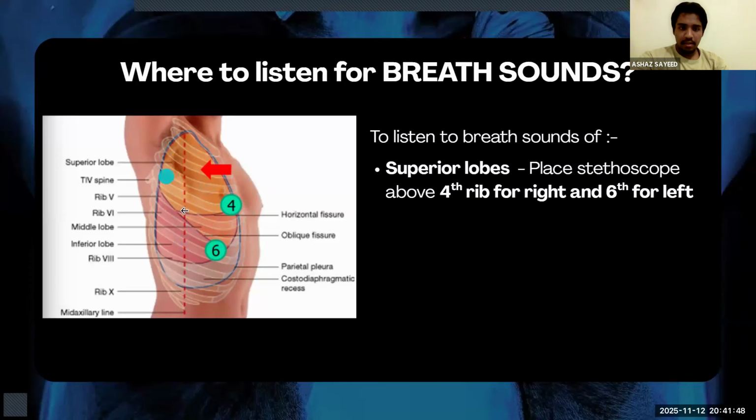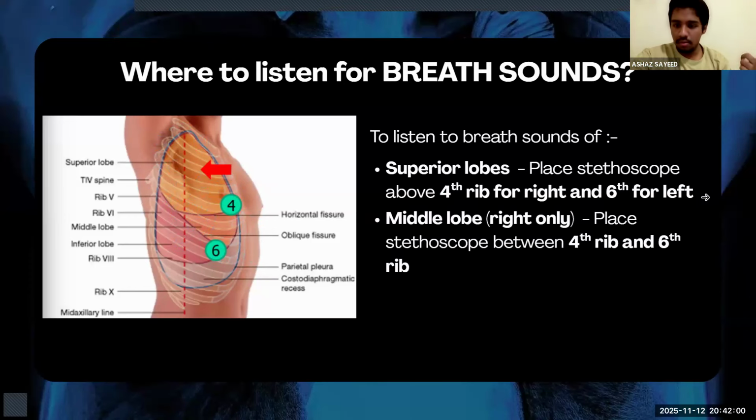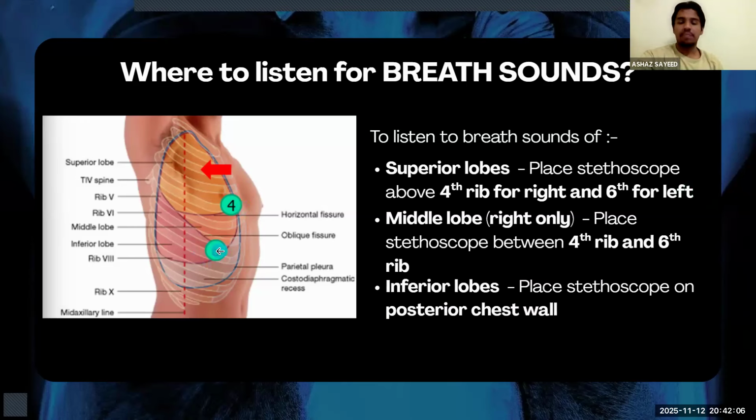So for the right side, this is the superior lobe. For the left side, this whole thing is the superior lobe. So above the 4th rib for the right side, above the 6th rib for the left side. Now, obviously, you're going to have the middle lobe, which is right only, and you place it between the 4th and 6th. Now, for the inferior lobes, you don't place it below the 6th. You go back on the posterior chest wall, and that's where you place it to listen to breath sounds of the inferior lobe.